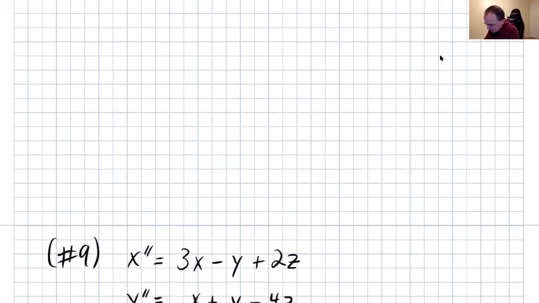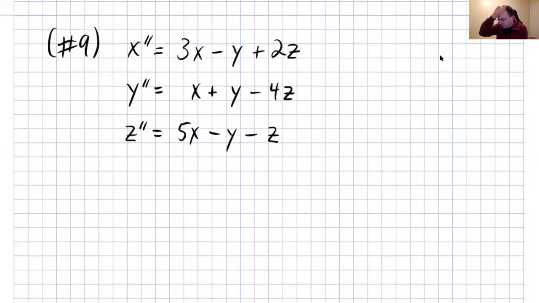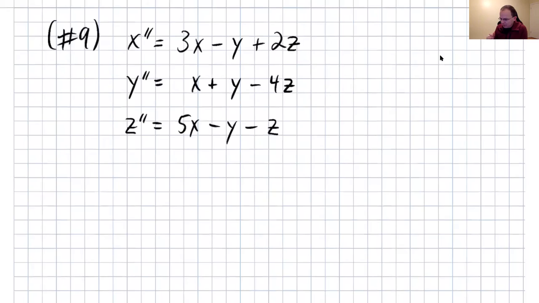Okay, let's look at another one. So what happens now if we have three variables? So we have an x, a y, and a z. So how do we convert this into an equivalent first order system? It will be linear because this one is actually linear. So, okay. So how do we do this?